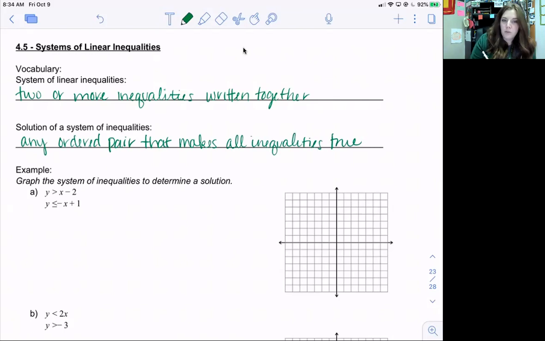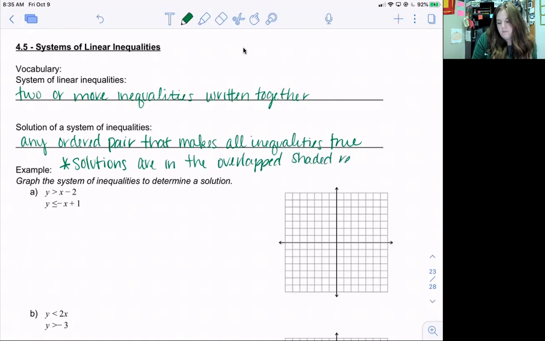Okay. Since we're going to be graphing, the easiest way to find the solutions is in the overlapped shaded region. So remember, when we're graphing, it's best if we are in slope-intercept form. So looking at A, y is greater than x minus 2. So here we have a slope of 1 and a y-intercept of negative 2. So I'm going to go ahead and start there.